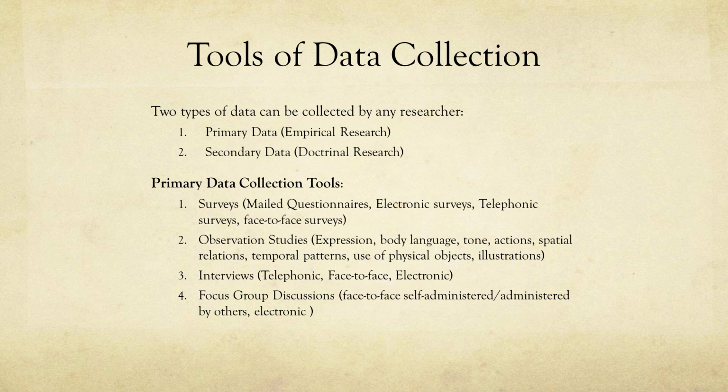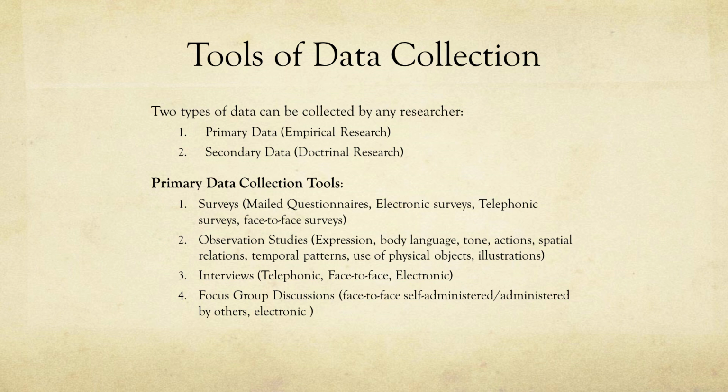All right, then how many ways can you collect the primary data? You can collect it with the tools of survey. In survey, there are mailed questionnaires which you email through maybe Google Form or Survey Monkey, or there are different platforms in which you can float your surveys. Or there are telephonic surveys as well, where you call the respondents and you ask a few questions in the form of a survey. There are face-to-face surveys as well. This is one way in which you can collect your primary data.